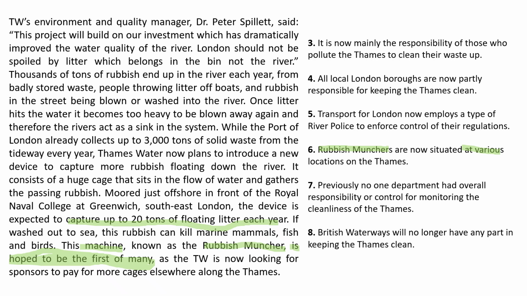So basically it is going to be the first one, and the others are expected to be installed or situated in the future. So that contradicts the information, because the statement says they are now situated at various locations. It is not situated at various locations. This is the first one. So this statement is, yeah, false. Right? So this is how it is done. And now, since we found the answer in the last sentences, we have to go to the next slide to find the next answer.